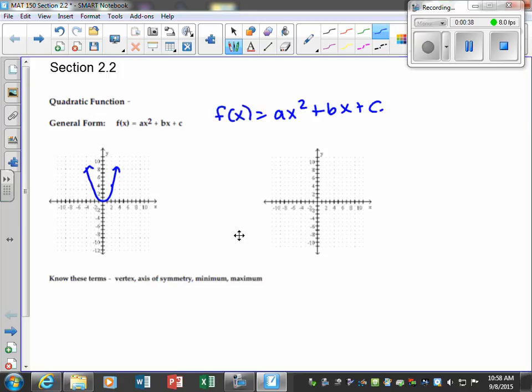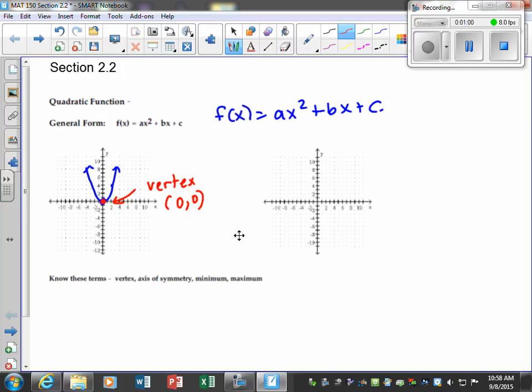So let's just talk about the different terms. This is called the what? The origin, or more precisely, vertex. Good. So this is called the vertex, and in this particular case, this vertex is at approximately 0, 0.